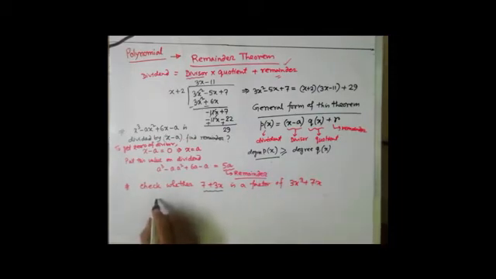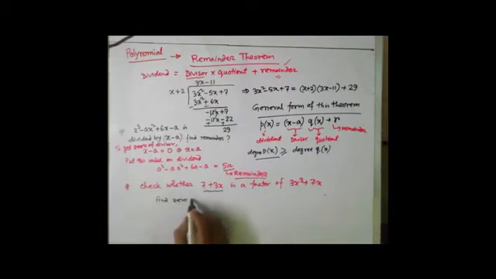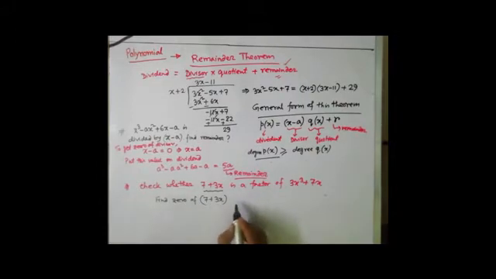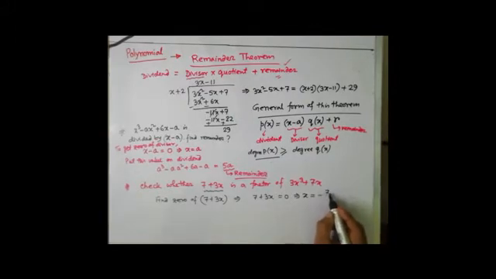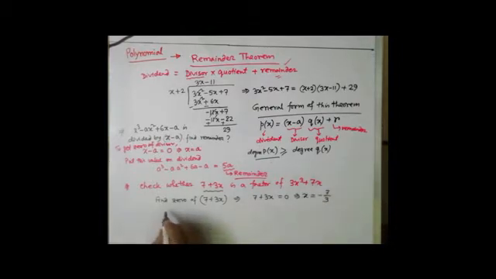So do the process again. The first step is to find the zero of this particular polynomial, 7 plus 3x. So 7 plus 3x equals 0, and that way you get x equals minus 7 by 3. That will be the 0 value of this particular divisor. Now put this 0 value into 3x cube plus 7x.